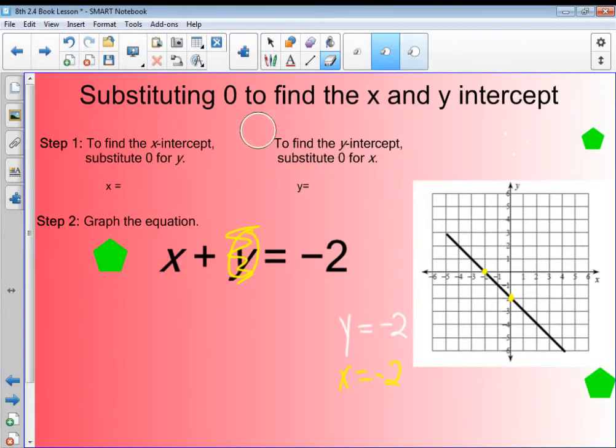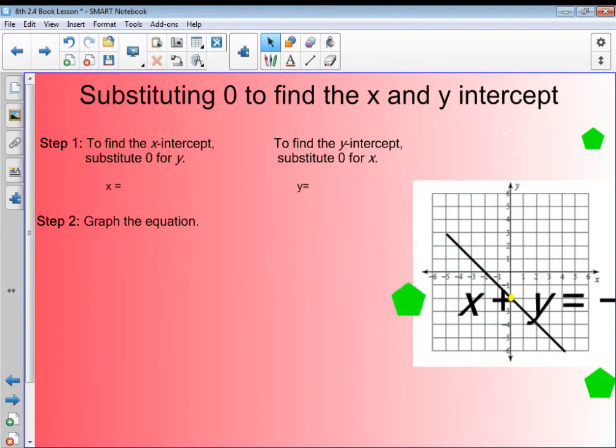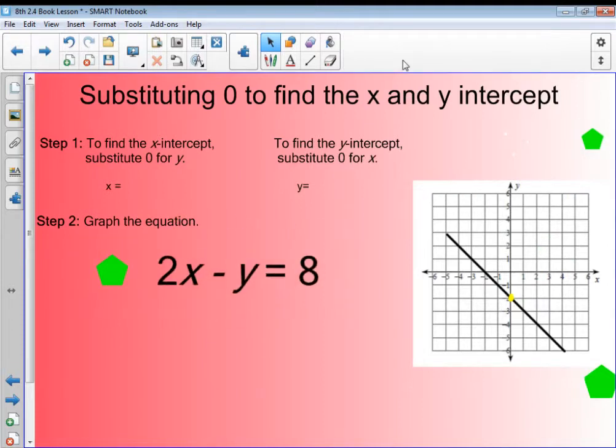Okay, so I'm going to pull one out here and have you try it. Go ahead and try this one out. Go ahead and pause your video and work on substituting in 0 for x, solving for y, and then substituting in a 0 for y and solving for x. Pause your video now and work your way through this problem.